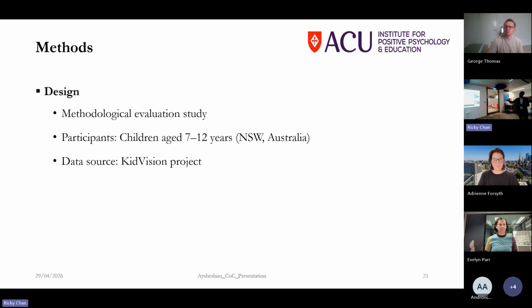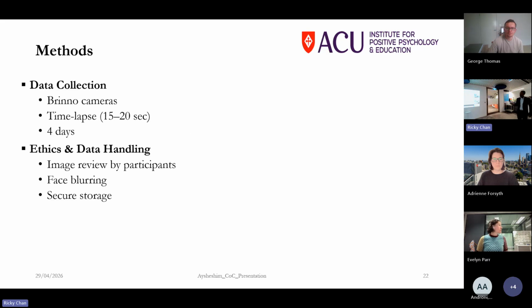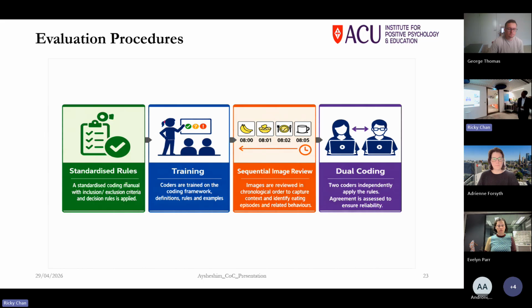The children will be aged from 7 to 12 years, and the data will be collected from North and South Australia, from the Kid Vision project. We have already obtained ethical approval, but we'll follow the ethical approach, especially for wearable cameras, during coding and analysis as per the protocol. So we'll follow the ethical process and data handling during coding and analysis, and interpreting this data.